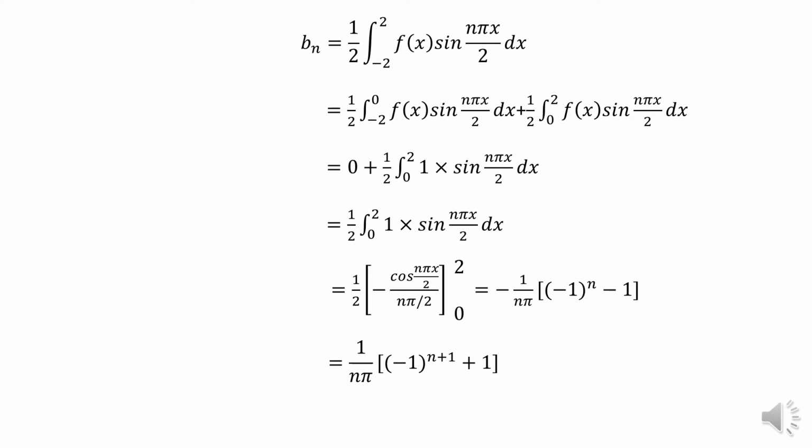After finding all the Fourier constants, you write down the formula, substitute the values of a0, an and bn, and you will get the Fourier series expansion of the given function. Let us see that in the next slide.